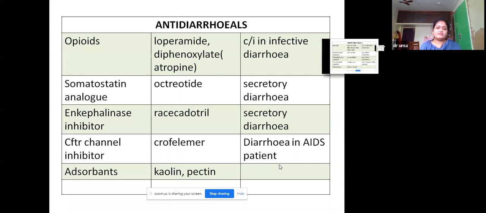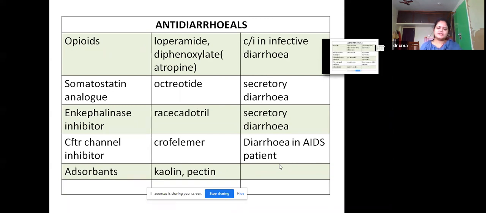But it should not be given in infective diarrhea because it will cause toxic megacolon. The somatostatin analog used as an antidiarrheal is octreotide. It is used mainly for secretory diarrhea. And the enkephalinase inhibitor is racecadotril. It is also used for secretory diarrhea. In the recent exam they have asked which is the enkephalinase inhibitor among the following. It is racecadotril. And the CFTR channel inhibitor is crofelemer. It is used for diarrhea in AIDS patients.